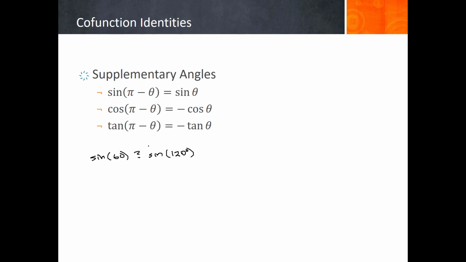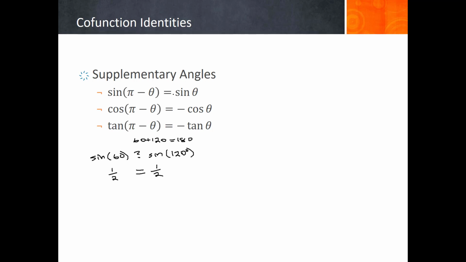Okay, so 60 plus 120 is 180. So those 60 and 120 are supplementary angles. Well, what's the sine of 60 degrees? From the unit circle, we know that is a half. What's the sine of 120 degrees? Well, the unit circle also tells me that's a half. Remember, reference angle.